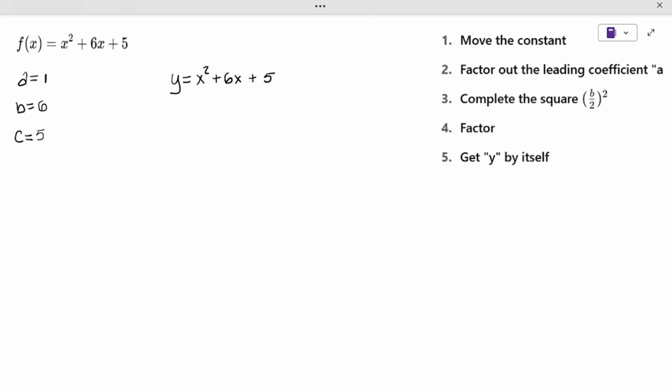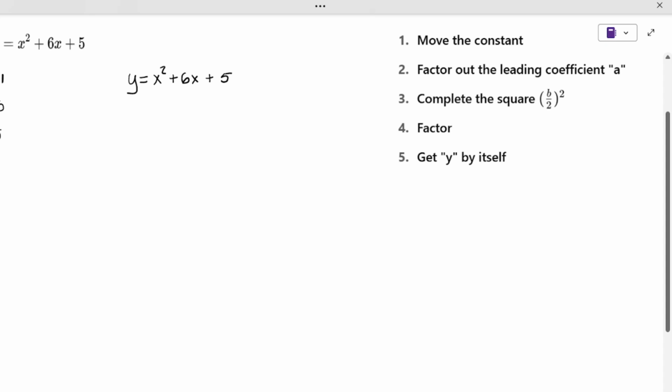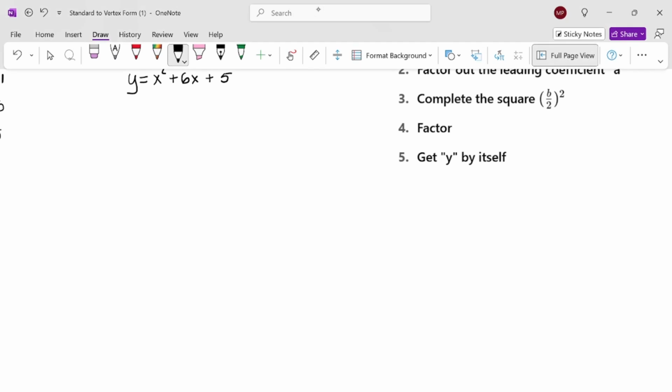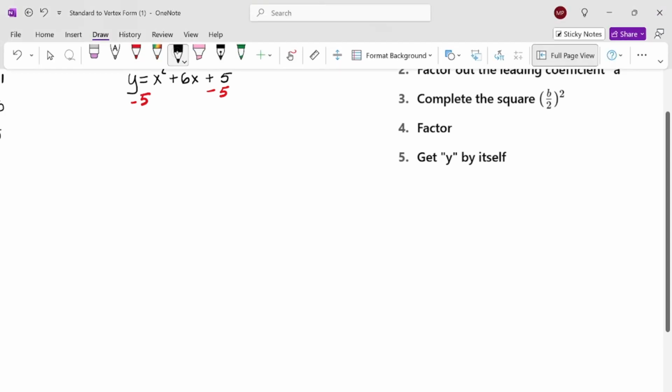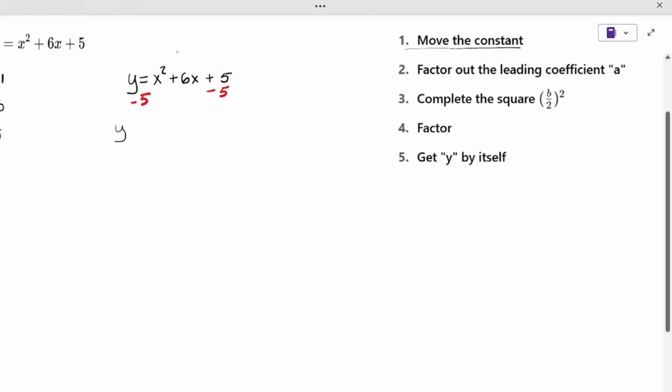Now the first thing that we're going to do, number 1, is to move the constant. And we're going to move this over to the left-hand side where the y is. So that means I'm going to subtract 5 from both sides. All right, and we'll get y minus 5 equals x squared plus 6x. All right, amazing.